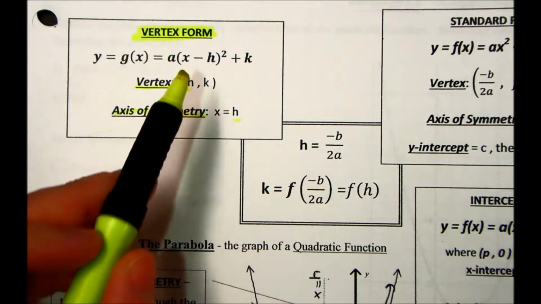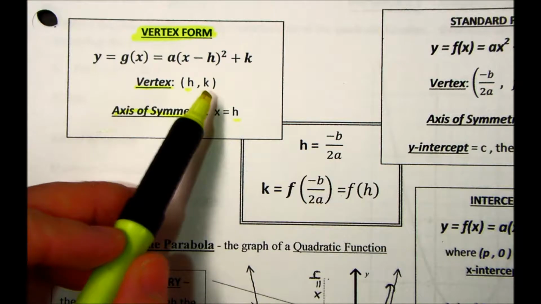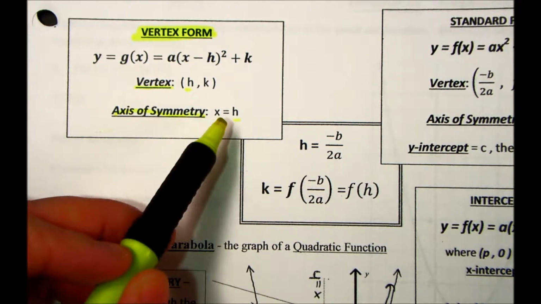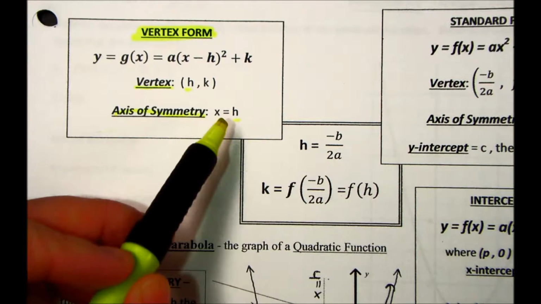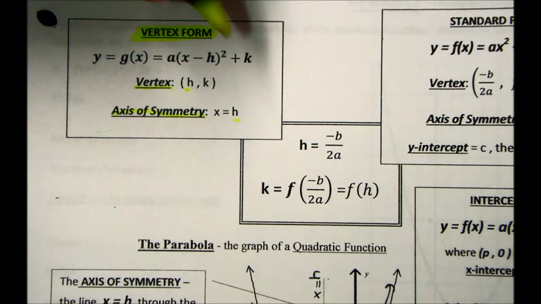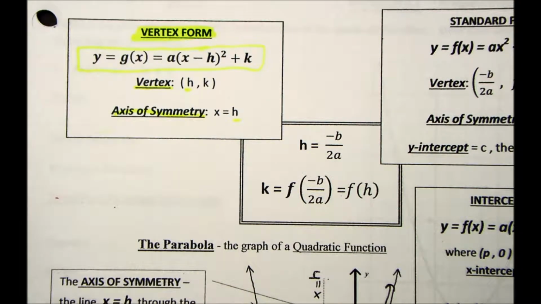But notice that the vertex is a point, so you should write it as a number, parentheses, a comma in between. And for the axis of symmetry, you must have the x equals in front of the number to show that it is an equation of a line. But this is your equation in vertex form.